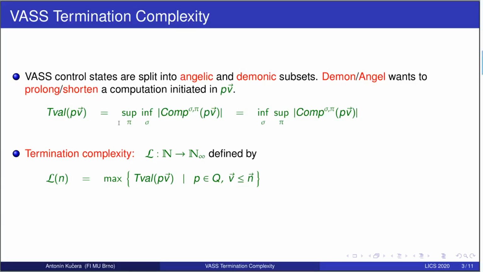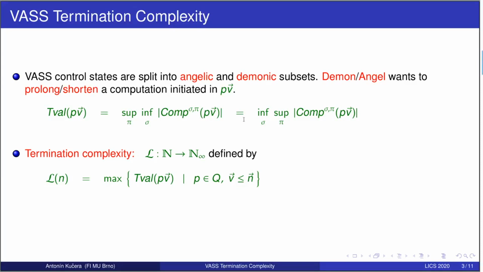So what is this? First of all, let us assume that the control states of a given VASS are divided into two disjoint subsets of angelic and demonic control states. And the computation of a given VASS is actually determined by two players, the demon and the angel, where the demon wants to prolong the computation as much as possible, and the angel wants to shorten the computation as much as possible.